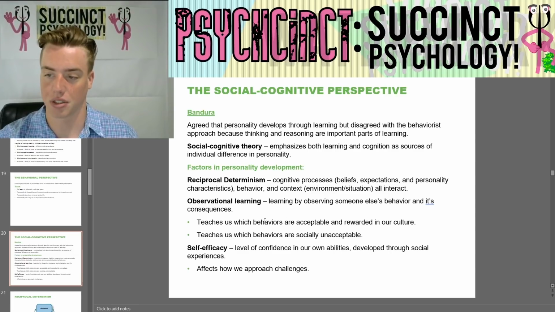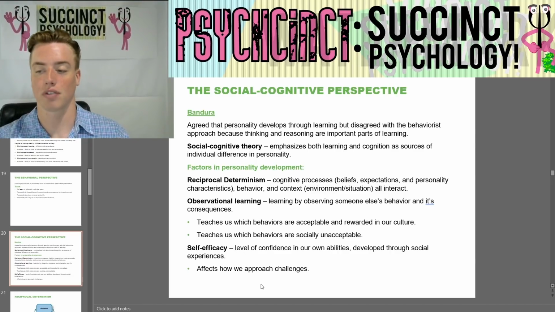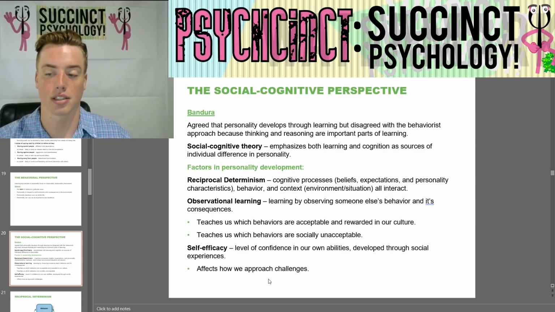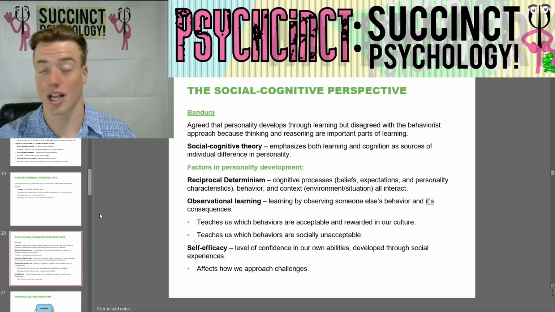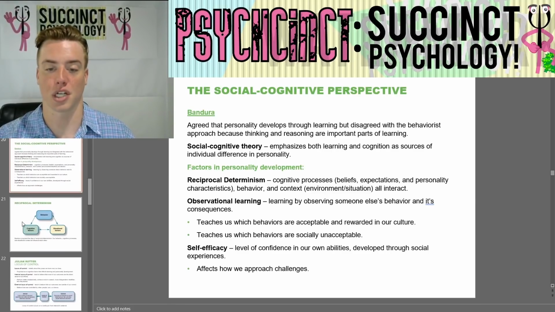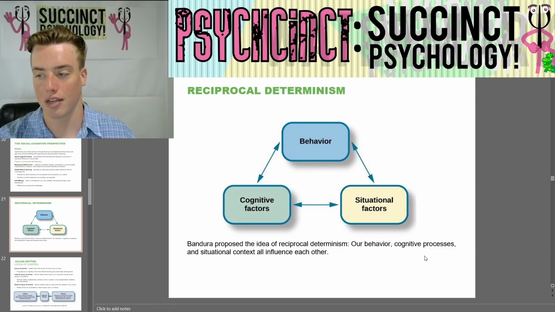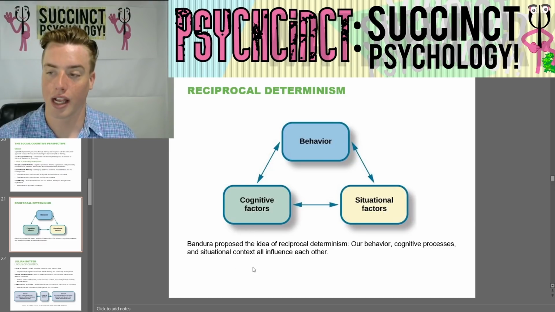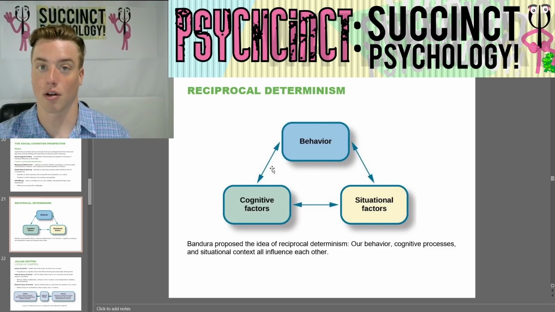So that's observation, kind of in the name. Self-efficacy is the level of confidence in our own abilities, and it's developed through social experiences, and it affects how we approach challenges. So, if you're very confident in your own abilities, you're probably going to approach a challenge head on. So, reciprocal determinism. Bandura proposed the idea of reciprocal determinism. Our behavior, cognitive processes, and situational context all influence each other. As you can see here, these arrows are going back and forth in between all three of these. They all influence each other.